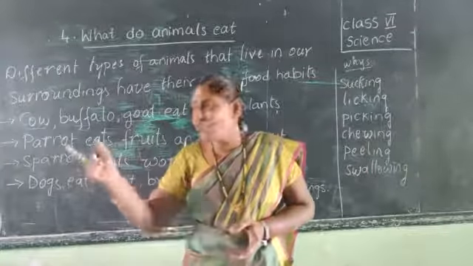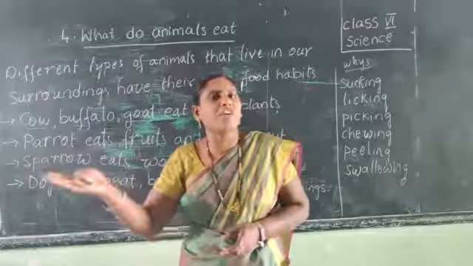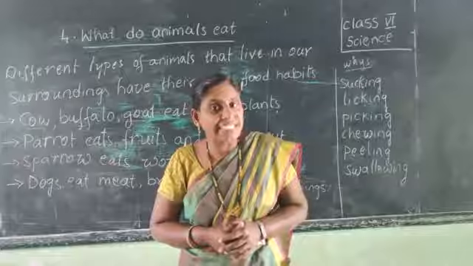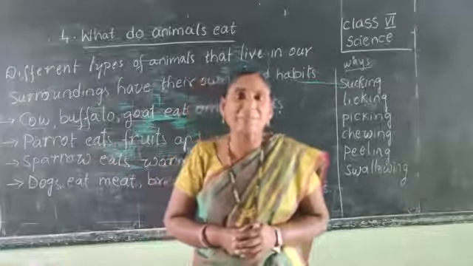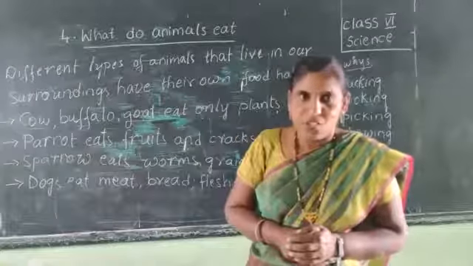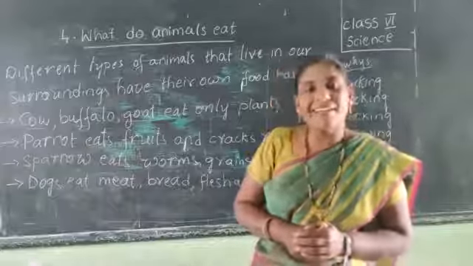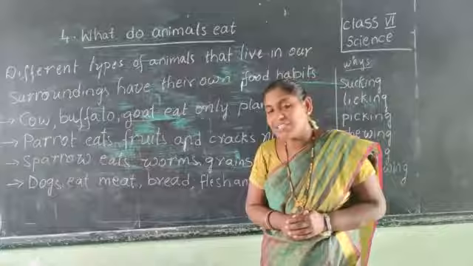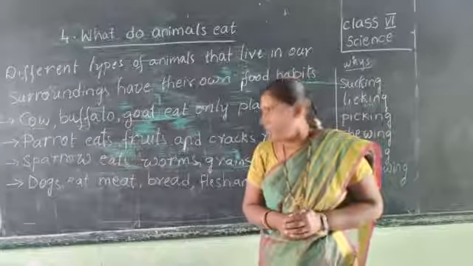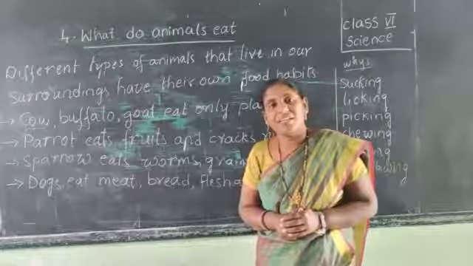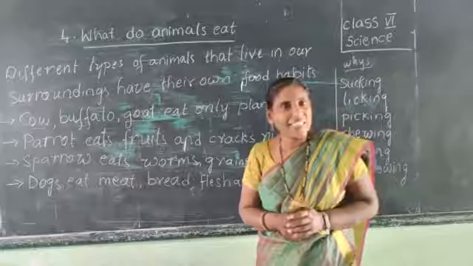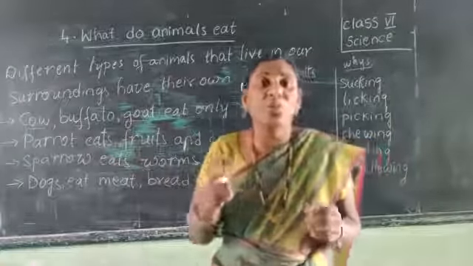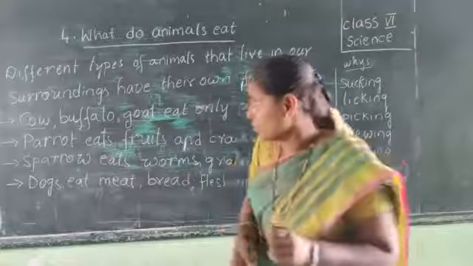When we see the buffaloes are eating grass, we say that the buffaloes are grazing. That means the buffaloes are eating the grass. Eating means graze. So, the cows are grazing in the field. The buffalo is grazing in the field. The goat is grazing in the field. Graze means eating. So, each animal is having different ways to take the food.